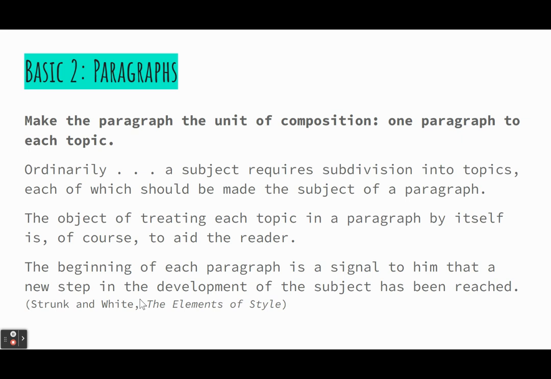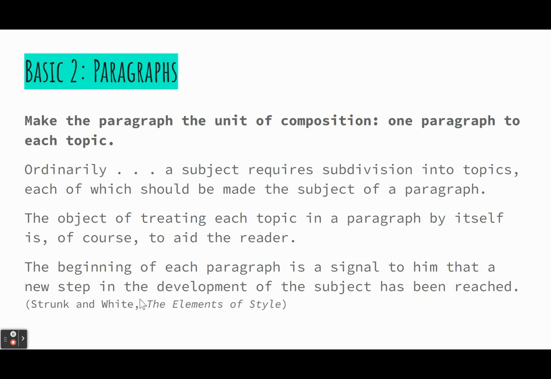A research paper of 5 to 6 pages is going to require subdivision into topics. And each of those topics should be the subject of a paragraph or a block of paragraphs. You're trying to aid the reader. Treating each topic in a paragraph aids the reader. It helps the reader understand that there's a new step in the development, that you've ended one step and you've moved on to the next.